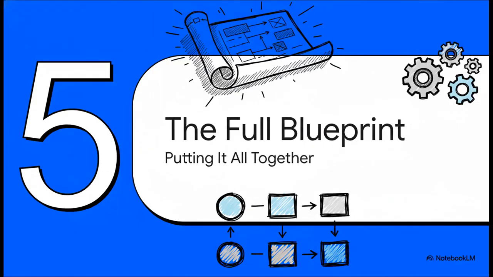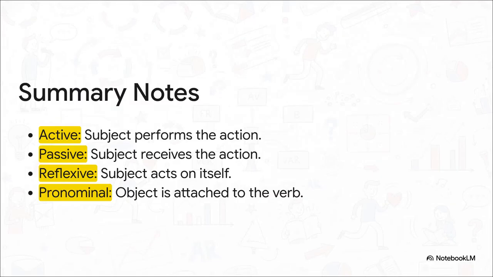All right, let's put it all together. Time to zoom out and look at the complete verb blueprint we've just built. So here's the whole shebang. You've got the active voice, I do the thing. The passive voice, the thing is done. The reflexive voice, I do the thing to myself. And that pronominal one is just a fancy word for when you stick the object right onto the verb, like saying, I lay it down.